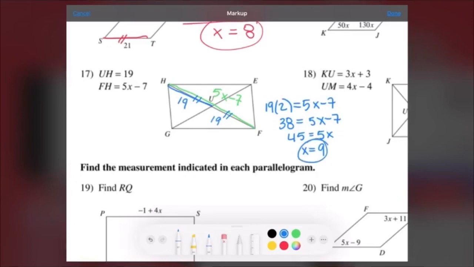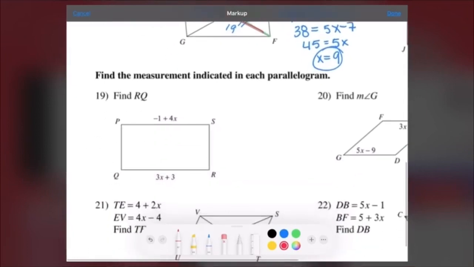So, remember, just be careful of what they're telling you, that they will sometimes give you the full length of the diagonal as one of the values. Sometimes they'll give you both of the bisected parts. They might give you what this is and what this is. They might give you the whole thing. So just be careful on what they're giving you. And as long as you know your properties of parallelograms, you'll be fine.